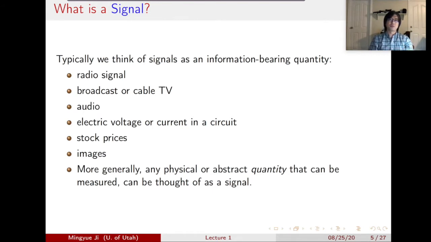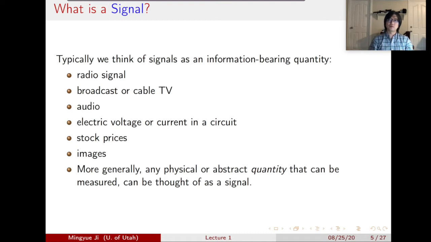For example, it could be a radio signal, like AM or FM radio. It also could be a broadcast of cable TV. If you watch TV, we need some input, and the input is a signal. We also have audio like music, MP3, for example. And also, as we said before, the electric voltage or current in a circuit could be signals as well. More generally, we can also think about the stock price as a signal.